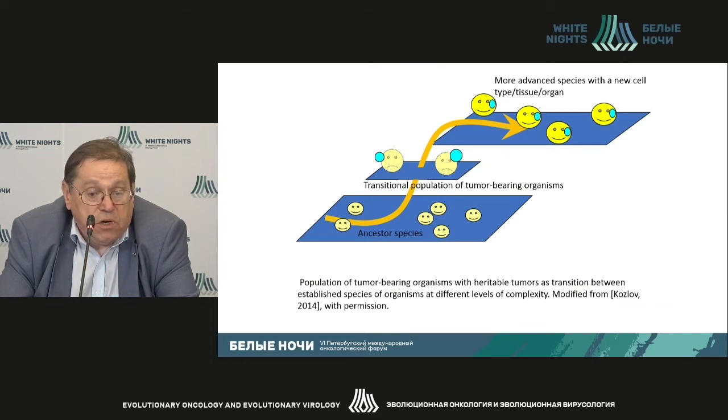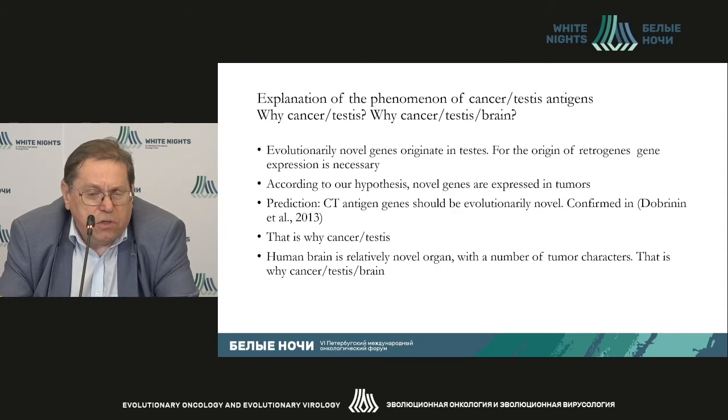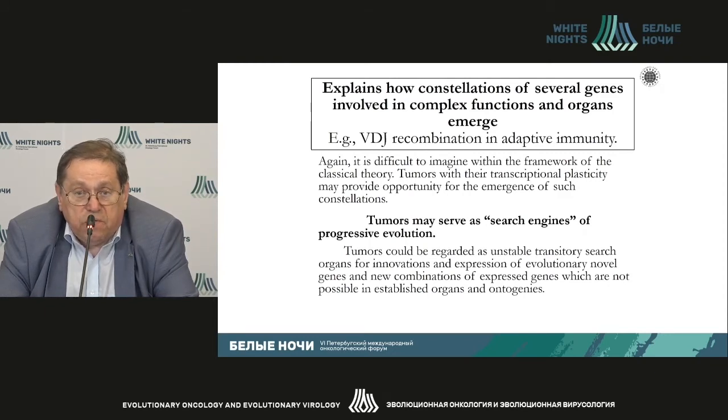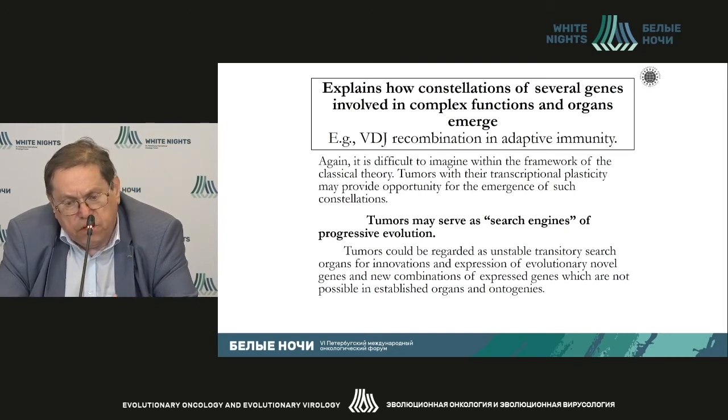We explain in such a way the transitional forms: the transitional population of tumor-bearing organisms, where restrictions related to normal development are cancelled, so that the population of the tumor-bearing species can be considered as transitional forms. Also, we explain the cancer testis antigen. Why do these genes work in testicles and in different tumors and even in the brain? We explain this because these are evolutionary novel genes that work in tumors. In a similar way, we explain phenomena related to the evolution of adaptive immunity, when the cancellation of several genes may lead to the emergence of complicated functions.